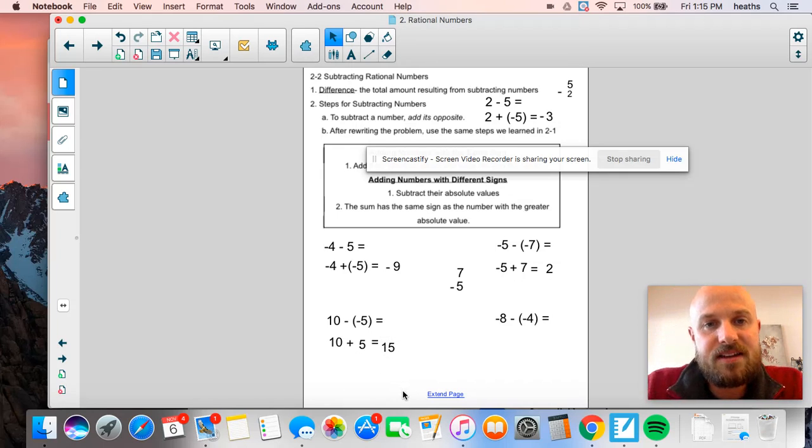So just to summarize, when subtracting rational numbers, the first step you're going to do is add the opposite, which turns it into an addition problem. And then you're going to follow the same steps that you learned in section 2-1 when we were adding rational numbers. We'll continue to practice these, but I hope it's at least a good introduction.